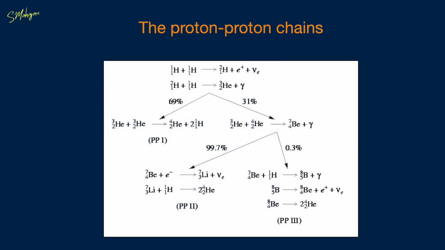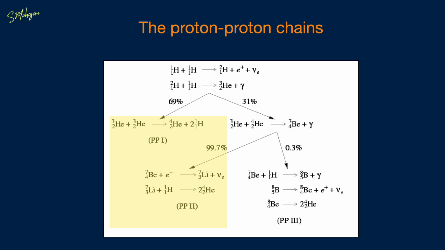Two-thirds of the time, the pp chain proceeds by combination of two hydrogen atoms which result in a deuterium. This deuterium, when it reacts with a hydrogen atom, produces helium-3, and most of the time, two helium-3 atoms can combine to form the stable helium-4. This reaction is called the pp1 chain reaction.